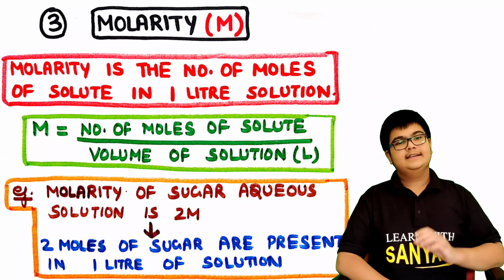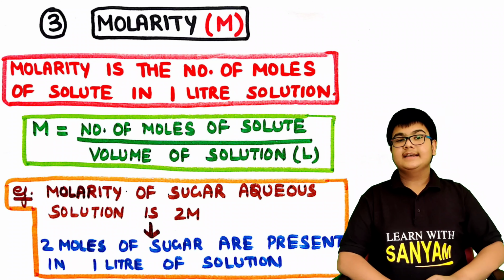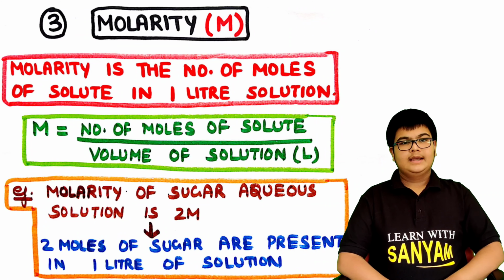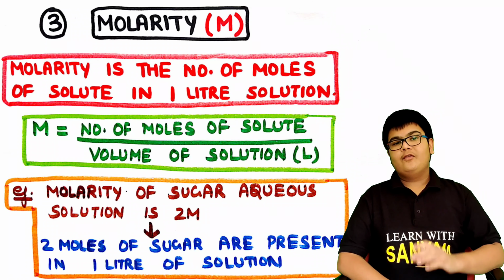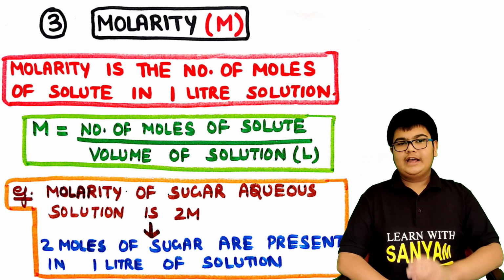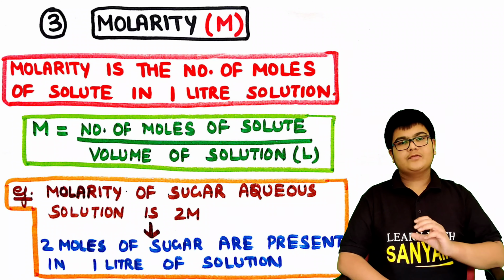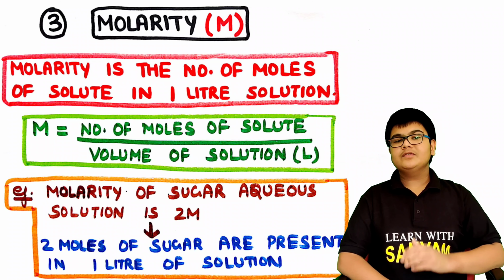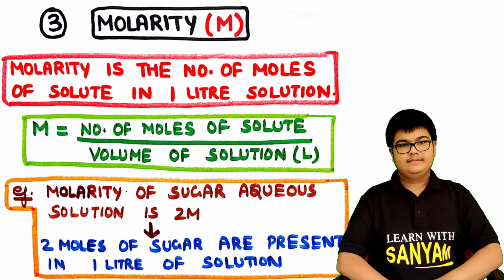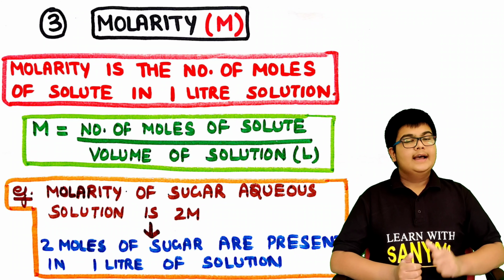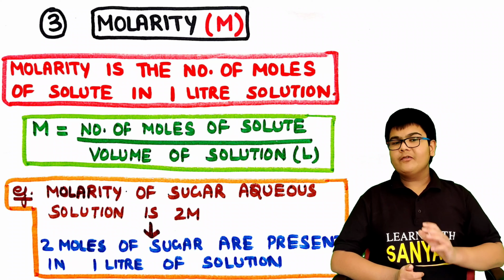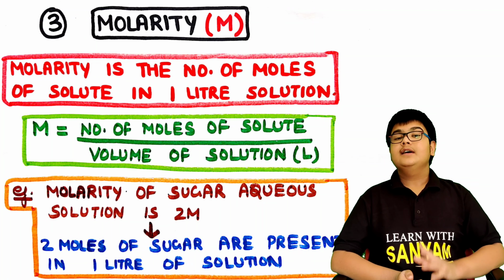Now let's discuss the third concentration term, that is molarity, denoted by capital M. Molarity is the number of moles of solute in 1 liter of solution. So the formula of molarity becomes: molarity is equal to number of moles of solute divided by volume of solution in liters. Now let's understand molarity with the help of an example. So if I say that the molarity of sugar aqueous solution is 2M.